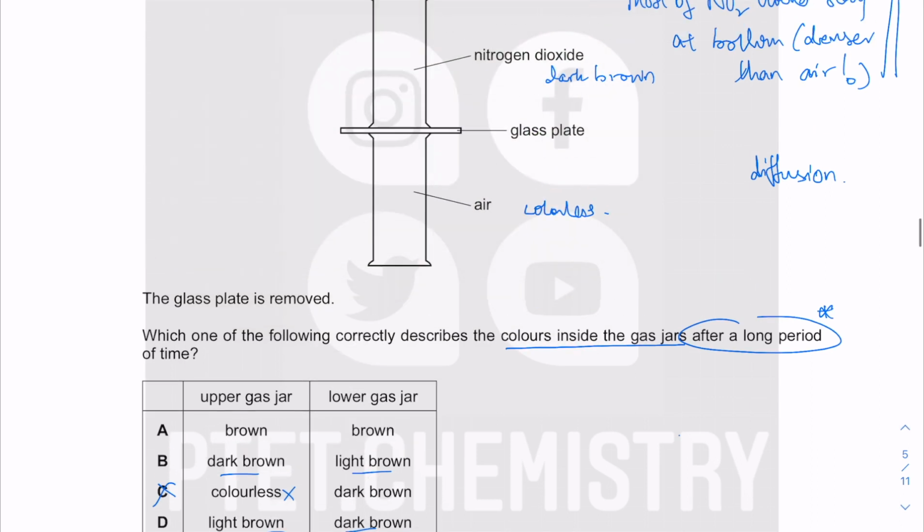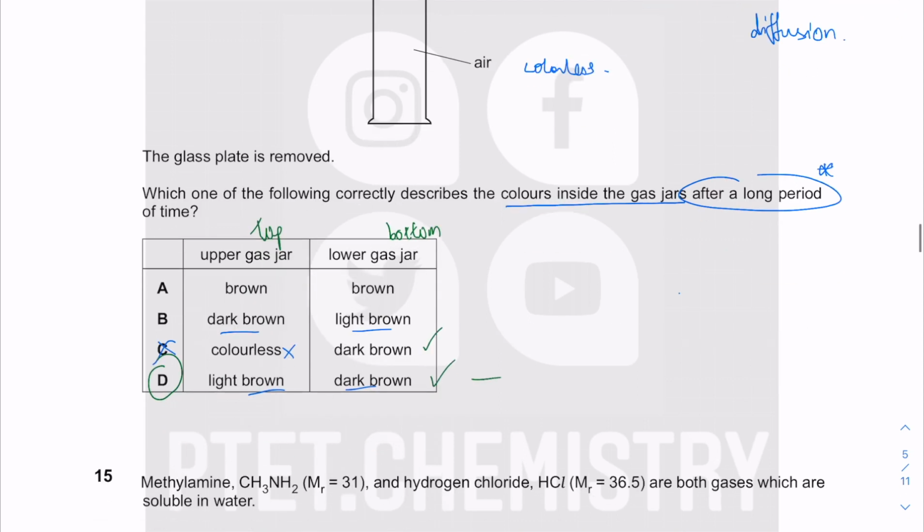So we must be expecting dark brown at the bottom, the lower gas jar, and the upper gas jar is on top. So bottom will be dark brown and top will be light brown as a result of difference in density. Okay, so I can just write down difference in density, and you can talk about NO2 being more dense than air.